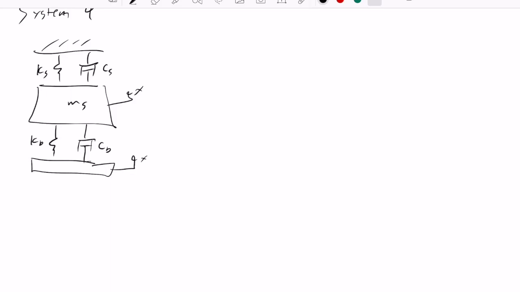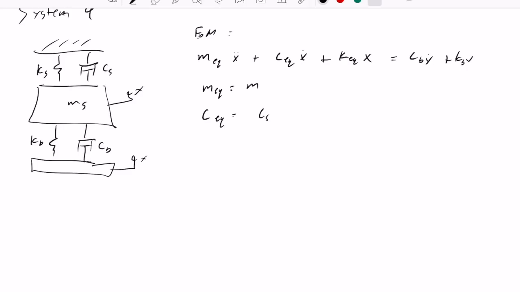Okay, and then the equations of motion are now equal to M_eq x double dot plus C_eq x dot plus K_eq x is equal to C_b y dot plus K_b y, where M_eq in this case is just equal to M, C_eq is equal to C_s minus C_b, and then K_eq is equal to K_s minus K_b.